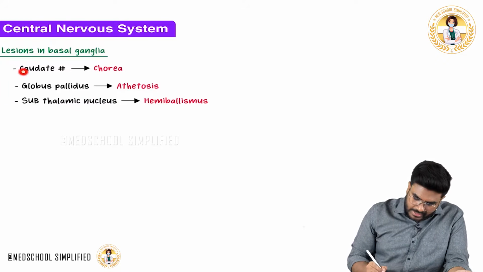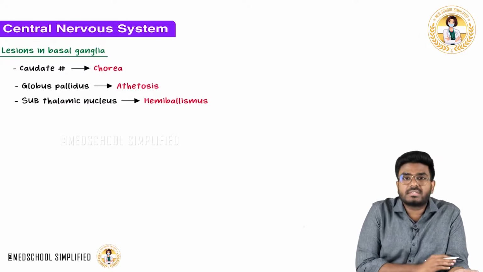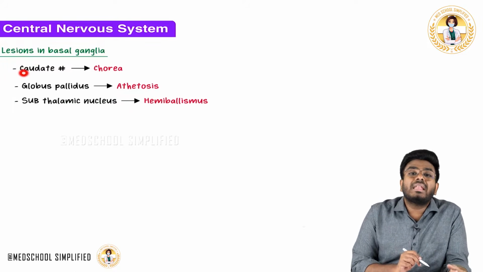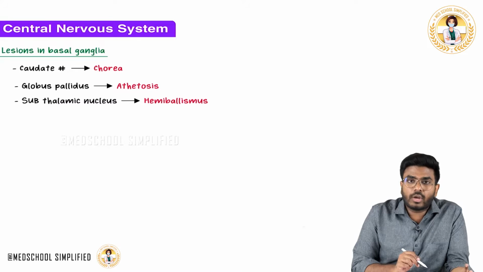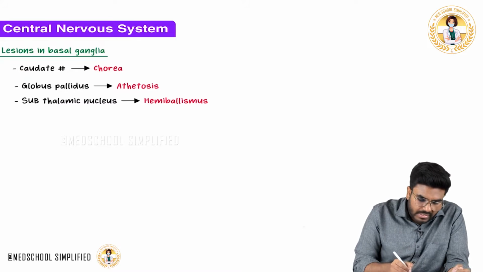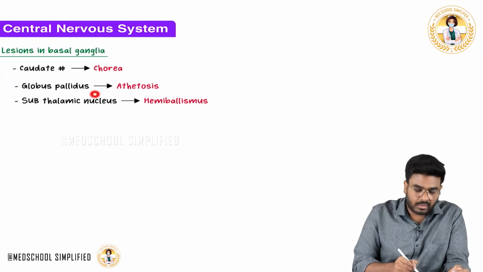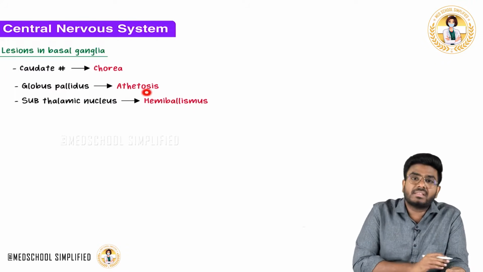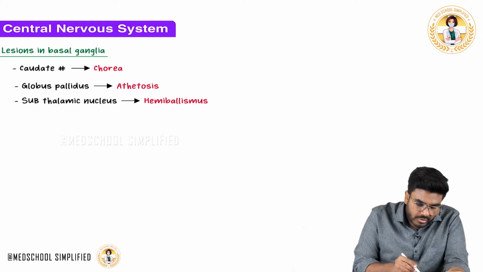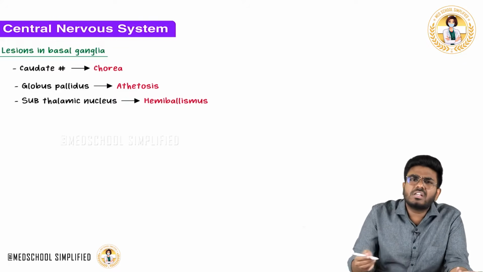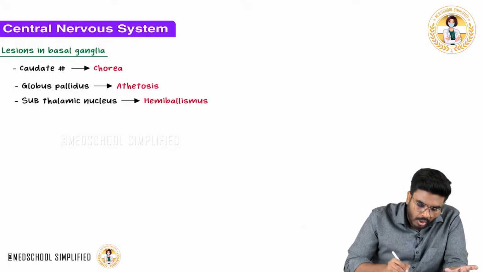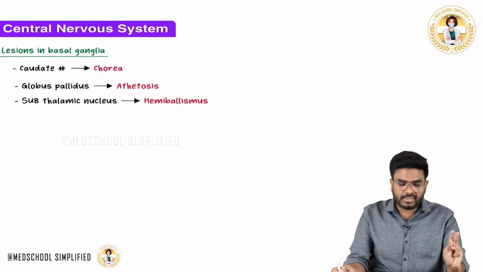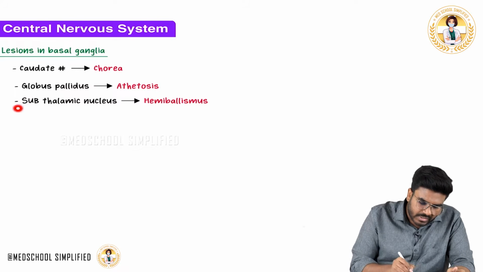Lesions in the basal ganglia. If there is a lesion to the caudate nucleus, then abnormal involuntary movements will be seen. So caudate damage will cause chorea. C for C: damage to caudate will cause chorea. And damage to globus pallidus will cause athetosis. This is also an involuntary movement, a writhing kind of movement, something like this. So globus pallidus damage will cause athetosis.